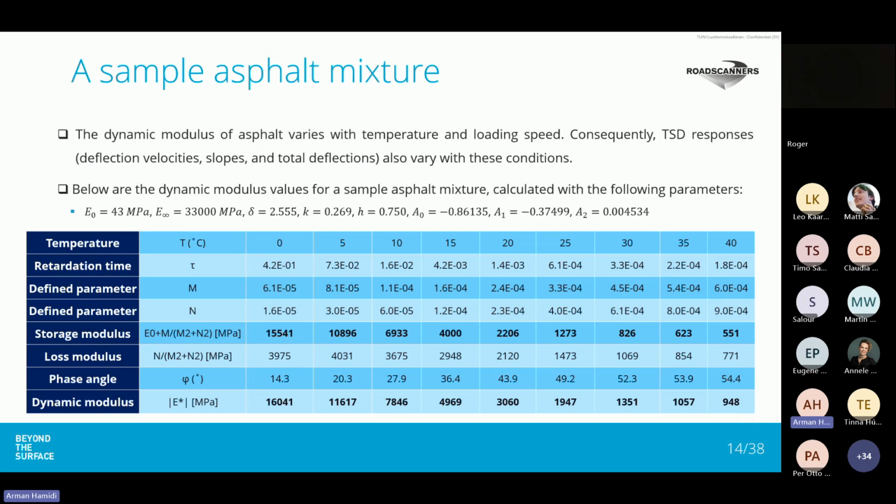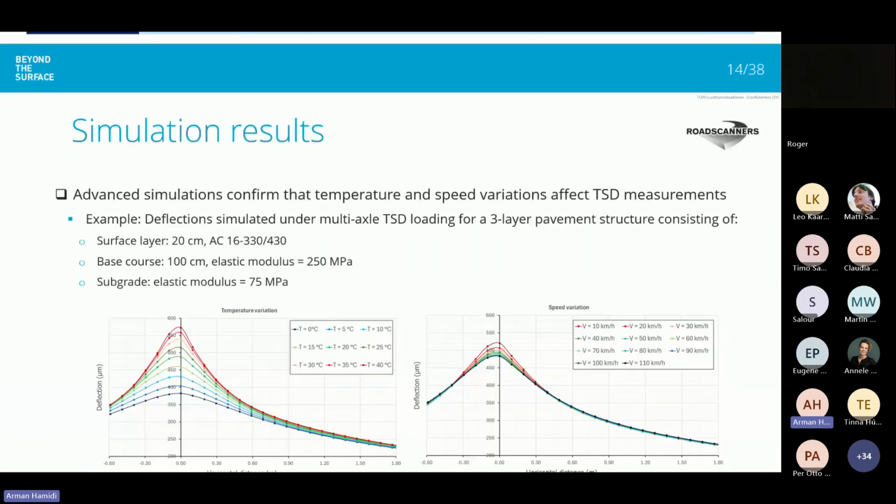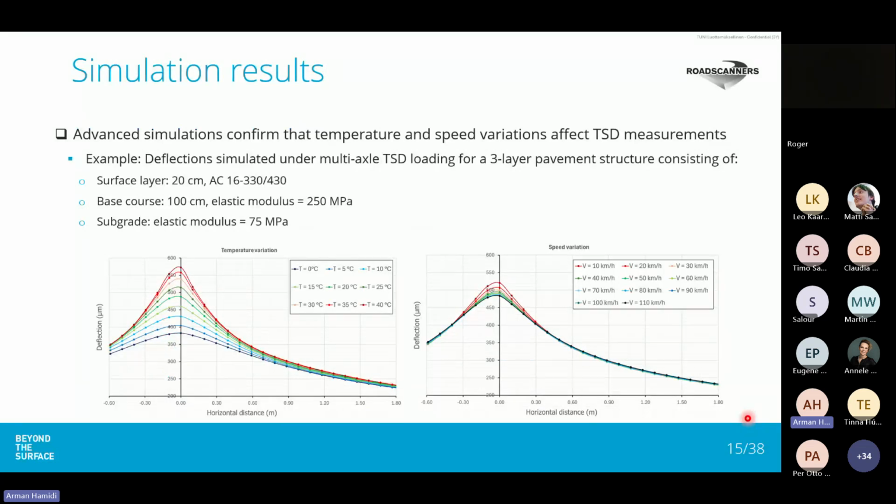If we model TSD load from multi-axles of a TSD vehicle on a pavement, we can use analysis software that is capable of modeling the moving load, such as 3D-Move or ViscoRoute. And I used here ViscoRoute, which is a French software. And we develop a typical pavement structure. We define the properties of a certain pavement structure and model the TSD load. We can see that by increasing temperature from 0 to 40 degrees centigrade, how these deflection values will change.